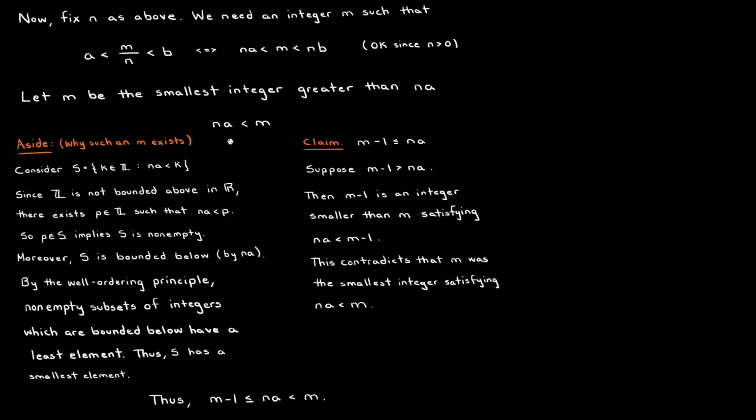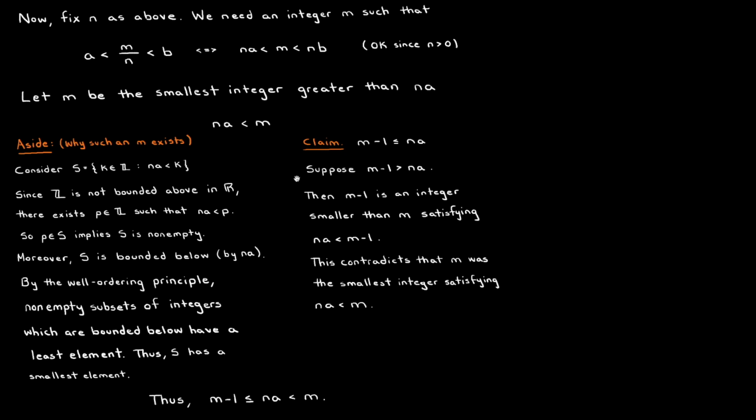The second thing to note is that what I have written here as an inequality does not fully capture what I have written in words above. This inequality is simply asserting that m is strictly larger than na. But we actually want m to be the first integer larger than na. And so I claim that m also satisfies the following condition. That is, m minus 1 must be less than or equal to na.